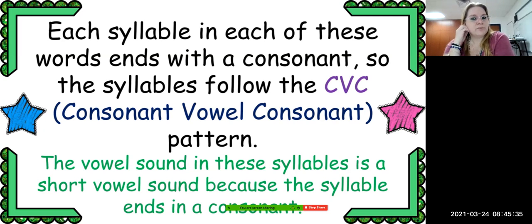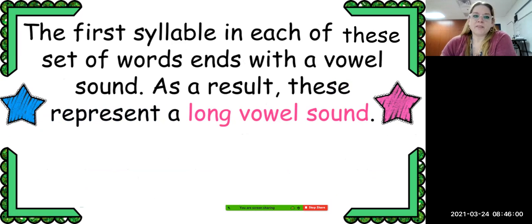So the syllables follow the CVC, consonant, vowel, consonant pattern, which means the vowel sound in these syllables is a short vowel sound because the syllable ends in a consonant. We talked about that a little bit last week, about how if a syllable ends with a consonant, the vowel sound is short. So the first syllable in each of these sets of words ends with a vowel sound. And so because it ends with a vowel sound, it's a long vowel.